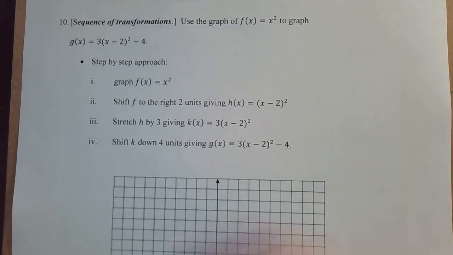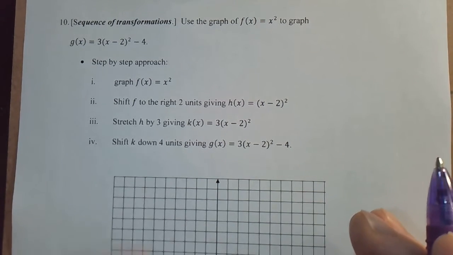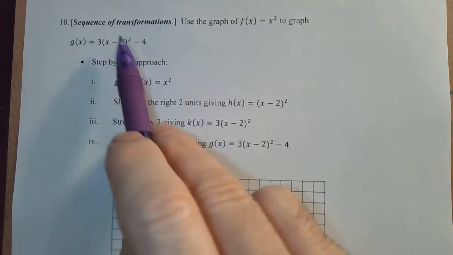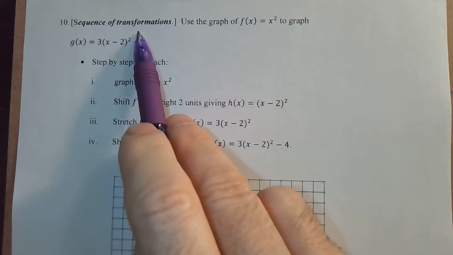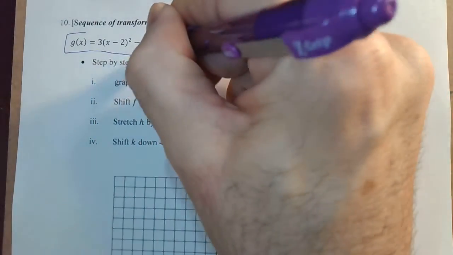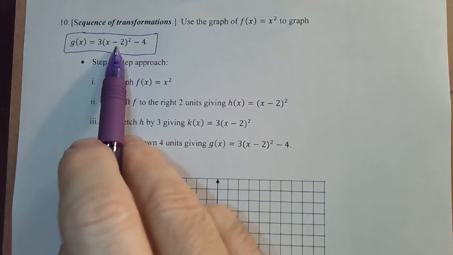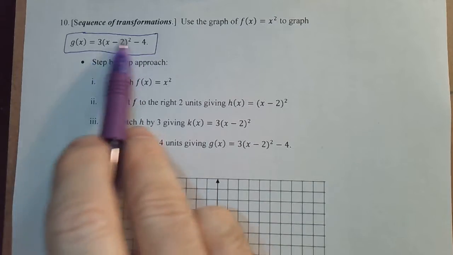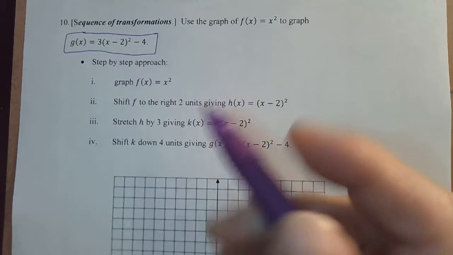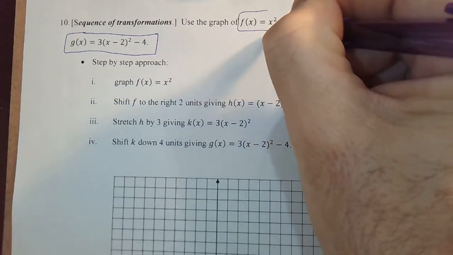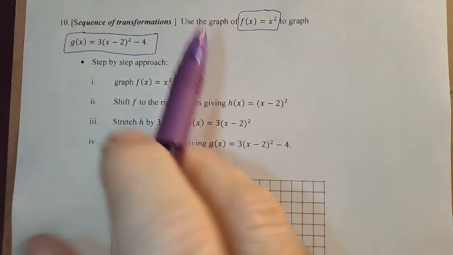In our last example, our graph is going to get a little bit complicated because we're going to use a step-by-step approach to graph this function. This function's base function, I'll call it, is just the graph of f of x equals x squared. Now let's see what we have to do.